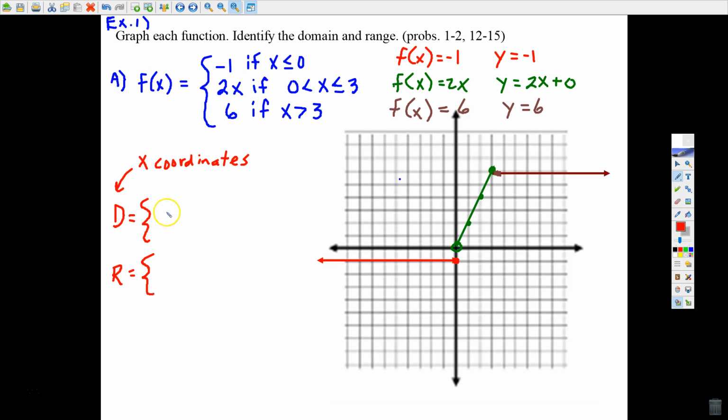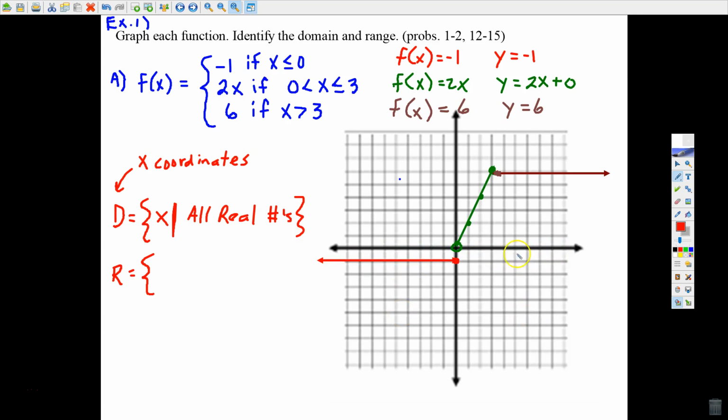And so the way we state the domain in this case is the domain is x such that, there's our bar that reads such that, we have all real numbers. X, in other words, is any real number we could ever think of.